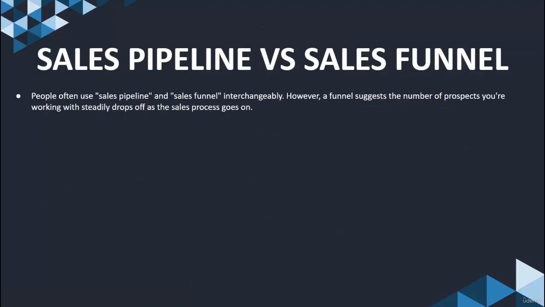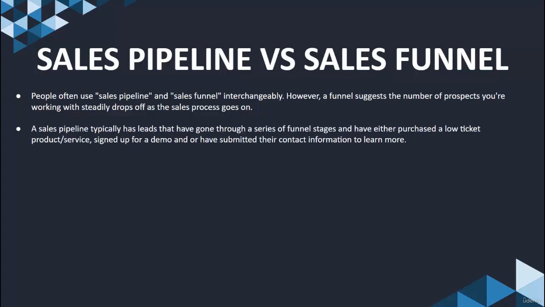All right, so let's talk about a sales pipeline versus a sales funnel. Now, so many people often get this confused. They use those words interchangeably. However, a funnel suggests the number of prospects that you're working with steadily drops off as the sales process goes on. So, your sales funnel is guiding people through the different stages of actually becoming a paying customer, right?